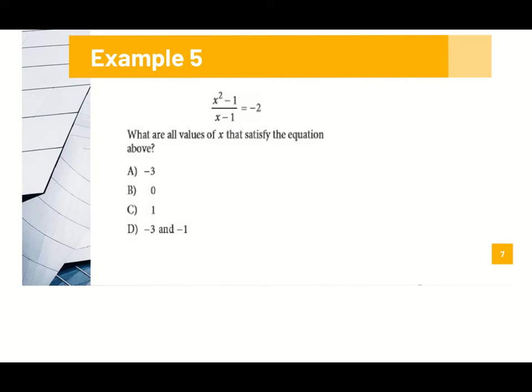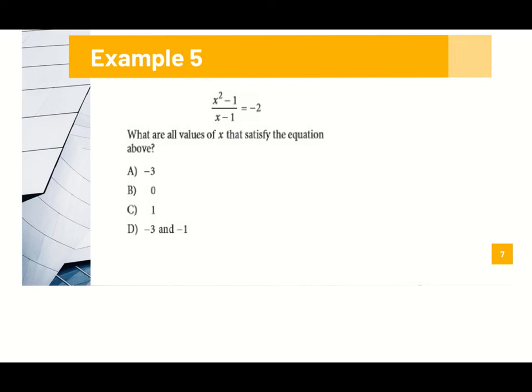Now, if this was the SAT, you could always plug them in and see which one is the correct solution. If you get stuck, just plug in -3. Does it work? Plug in 0. Does it work? But let's go through and actually use our technique to solve and then choose the correct answer.